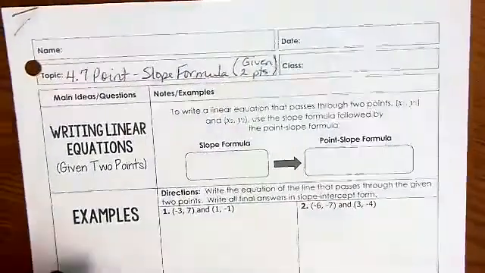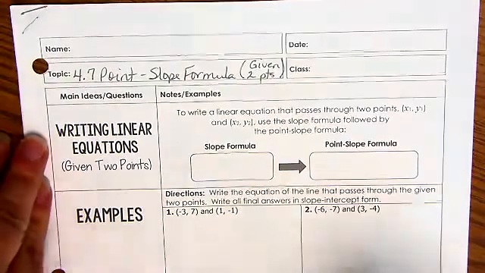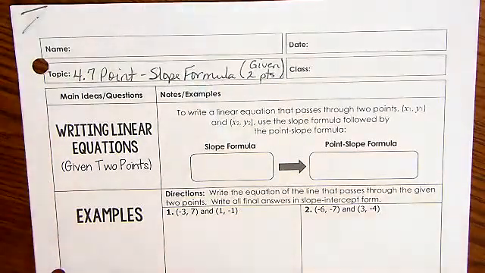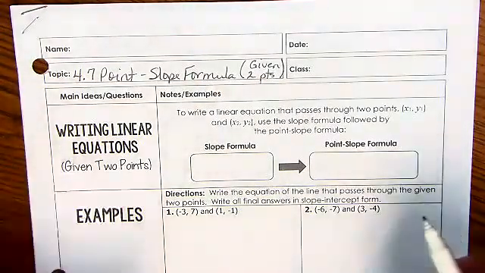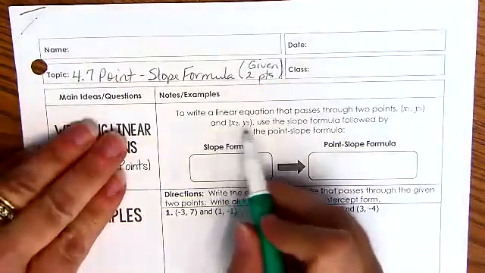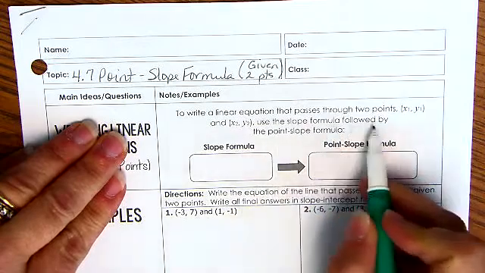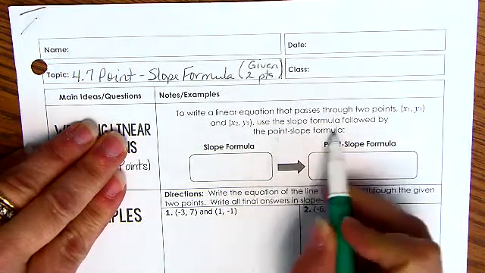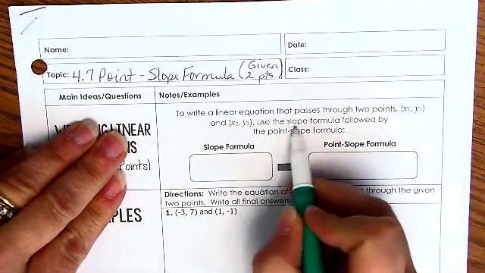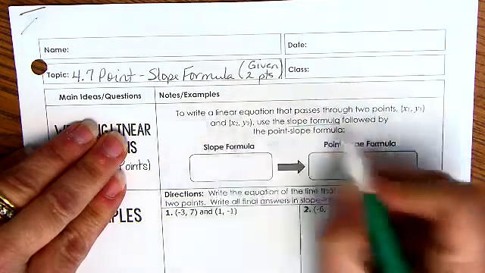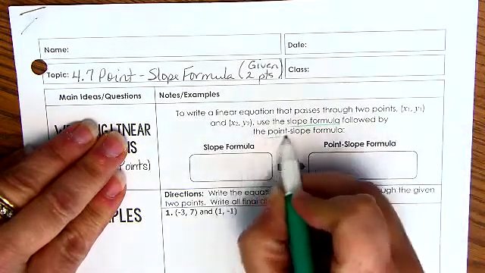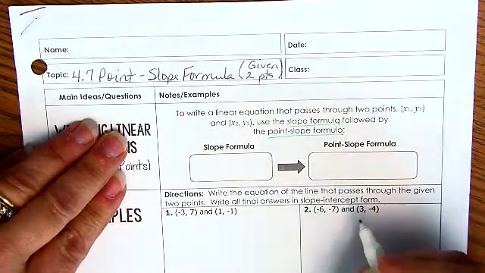Okay, so today we're covering 4.7, which is point slope formula. It's kind of just an extension to 4.6. To write the linear equation that passes through 2 points, we use the slope formula to find what m equals, and then you use the point slope formula to write the equation.